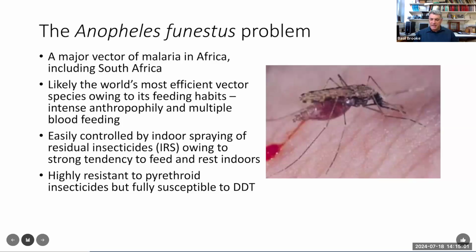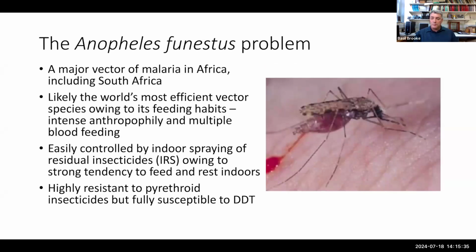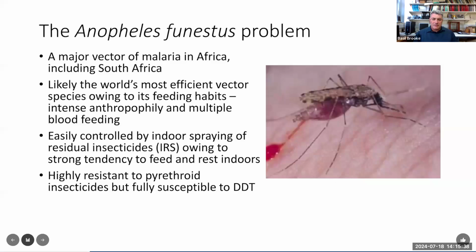And even a small population of these mosquitoes can maintain a very high rate of malaria transmission. Fortunately, they also like resting indoors, which means they are very susceptible to the indoor residual spraying method. And that really, really works in our favor. But part of the problem we've had here in Southern Africa is several populations of this mosquito become highly resistant to pyrethroid insecticides. But they have always retained full susceptibility to DDT. So that really informs how we control these mosquitoes. Next slide, please.